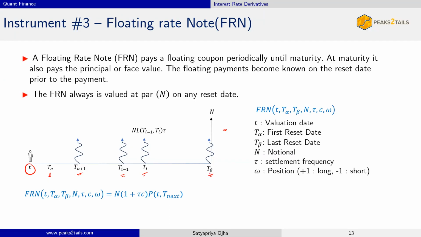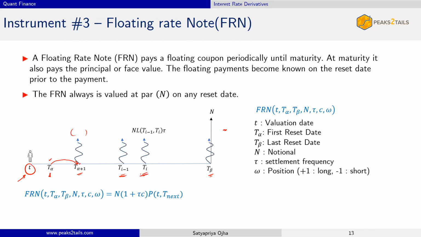Now, how does it work? Your first coupon payment is at T alpha plus 1. That's a floating coupon. At the valuation date, you have no idea what that coupon amount would be. Once you arrive at T alpha, the first reset date, you see the rate that is available. It is no longer random. Between T alpha and T alpha plus 1, you know the rate. Based on that rate, you get the coupon payment.